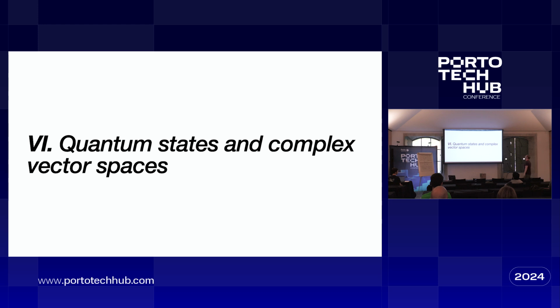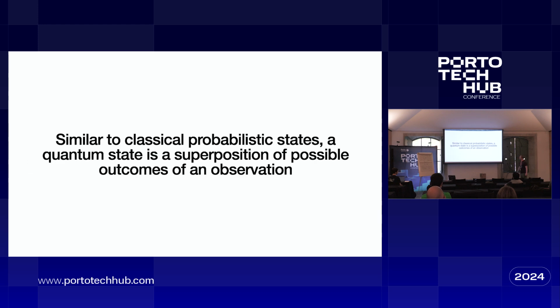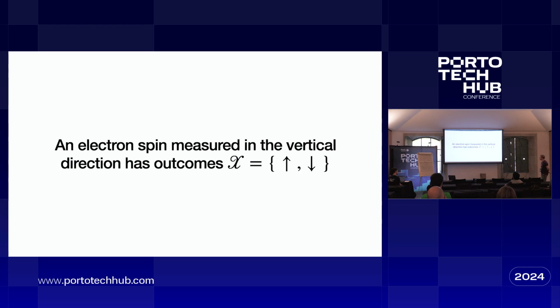Okay, finally we get to talk about quantum states at last. Quantum states live in a complex vector space. So similar to classical probabilities, a quantum state is a superposition of the possible outcomes of an experiment. For example, if I measure the spin of an electron in the vertical direction, the only possible outcomes are up or down.